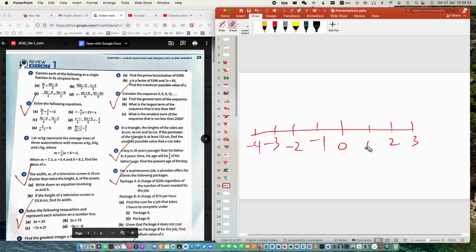Are you clear? So for that one, solid included, right? Bigger, so is bigger on the right side or left side? Right side. So this is your x bigger or equal to negative 3. Are you clear? Yeah. Okay, good.